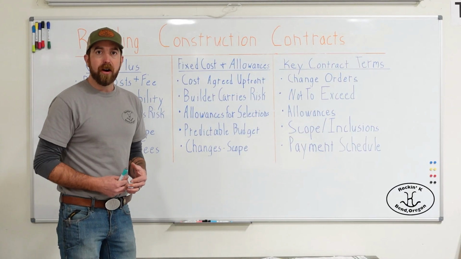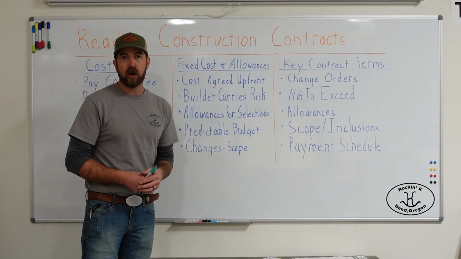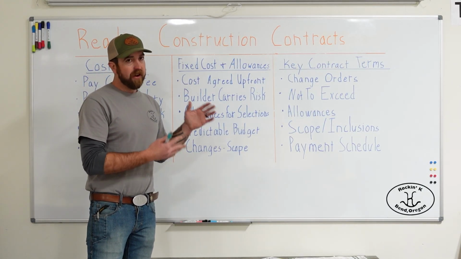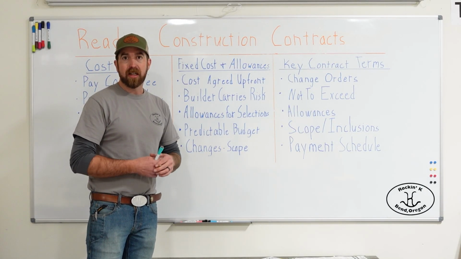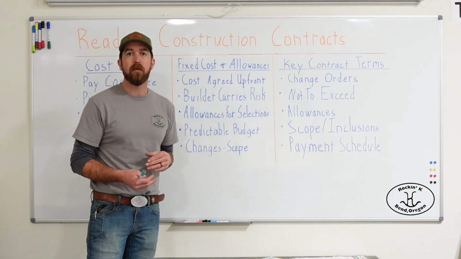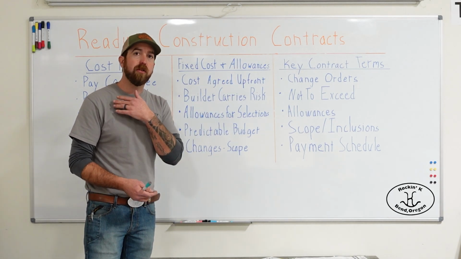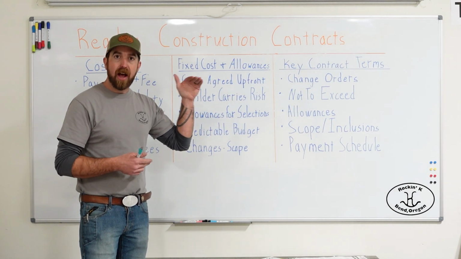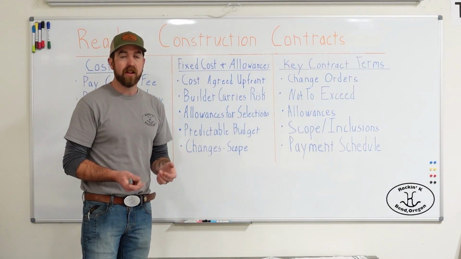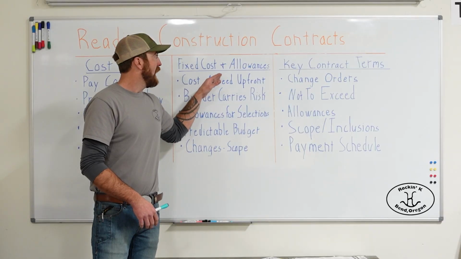All right, so now we've got our heads wrapped around cost plus. We're going to go ahead and dive into fixed cost and allowances. So as an overview, fixed cost is just like it sounds. It's a fixed amount. And so we still are going to break it down line item by line item, stage by stage, everything from excavation through finishes, where you're going to have a different price for, and you're going to see those, but those are going to be fixed. That's going to be my guarantee that we're going to build it for that price.